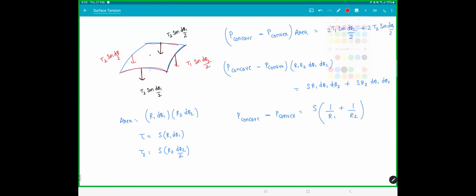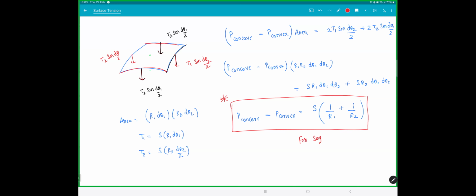It's okay if you don't remember the derivation, but this is a result for any surface where R1, R2 are two different radii of curvature. This is for a single surface. For a soap film, you'll have into 2.